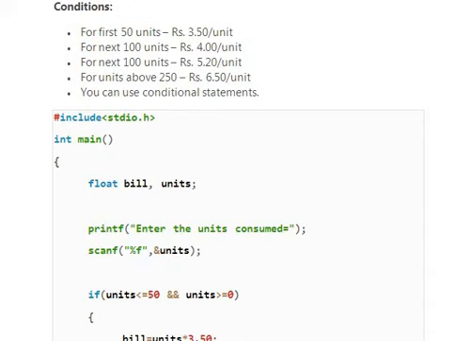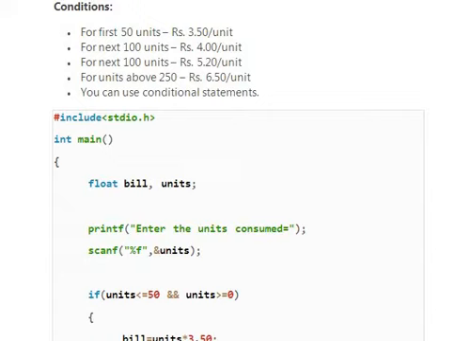So we have programs to calculate electricity bill, with different variants in calculating the bill. Look at the first program. What are the conditions? For the first 50 units it is 3 rupees 50 per unit, for the next 100 units it is 4, and the next 100 it is 5.20, and above 250 it is 6.50, and so on. Based on these conditions we have the program.